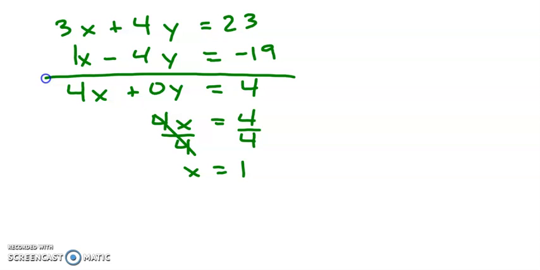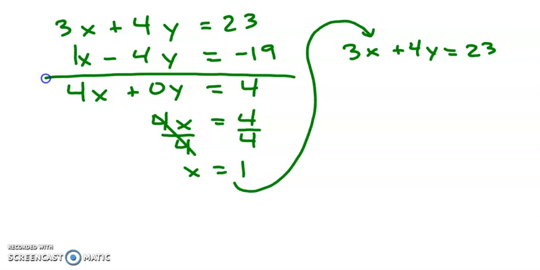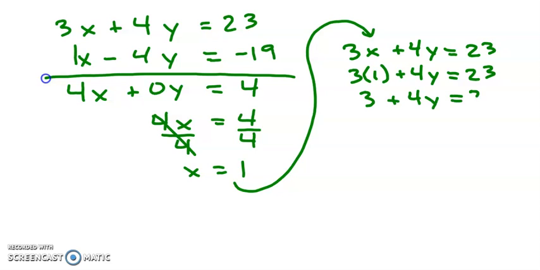Now, we're trying to find the solution, so that intersection point between the two equations, so I also need my y value. I need to plug in 1 for x in either equation. Doesn't really matter because the point is supposed to be in both equations. So I'm just going to go ahead and do my first equation. And I want to plug this 1 in for x here. So now I can just solve for y. This is going to be 3 plus 4y equals 23.